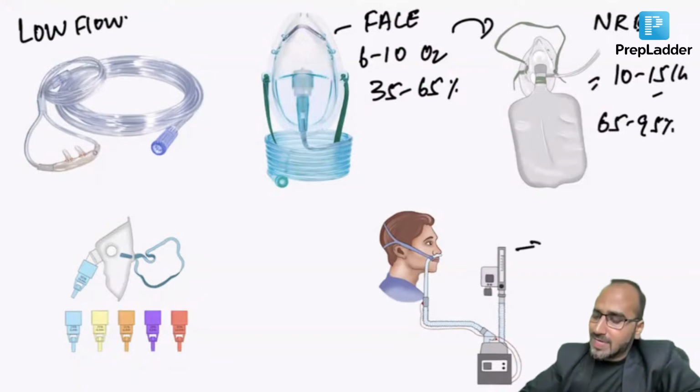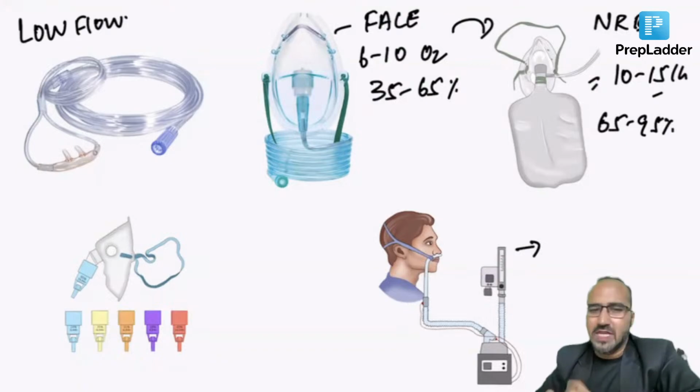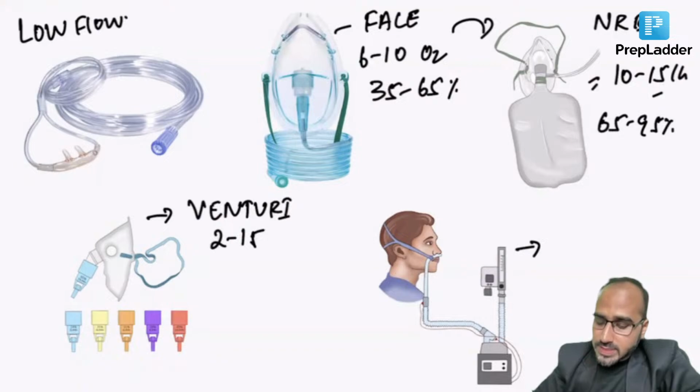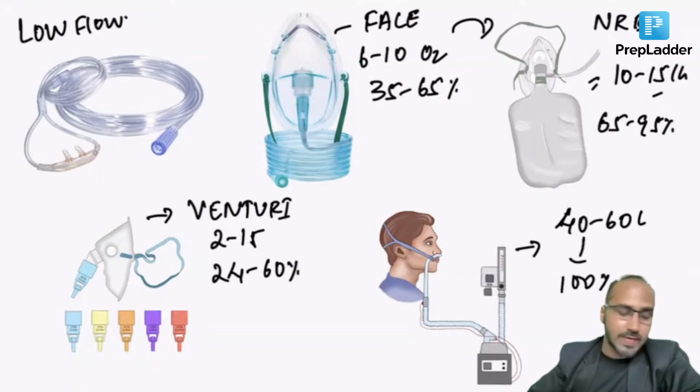If the patient is not improving, then you can go for a high flow fixed performance device. High flow fixed performance devices are basically the HFNC and Venturi mask. Venturi mask is a variable performance device also. So look over here, guys. This is the Venturi mask. Venturi mask can deliver 2 to 15 liters of oxygen that will provide an FiO2 of 24 to 60%. With HFNC, the flow of oxygen is 40 to 60 liters that will provide 100% FiO2.